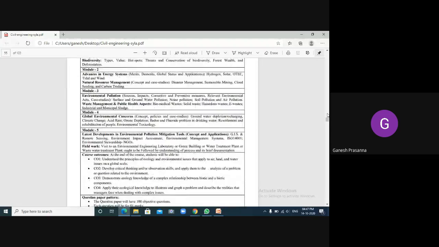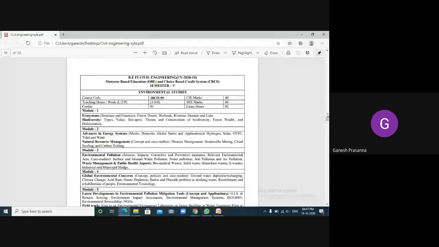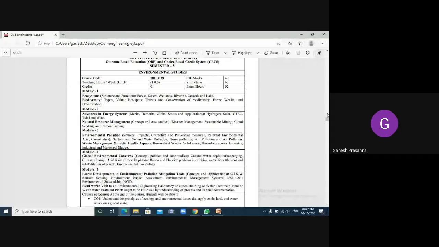Here you can see your syllabus. So it is 18 CIV 59. The CIE is for 40 marks and the semester end examination is for 60 marks. So it has got one credit and it has got 2 hours of examination hours.